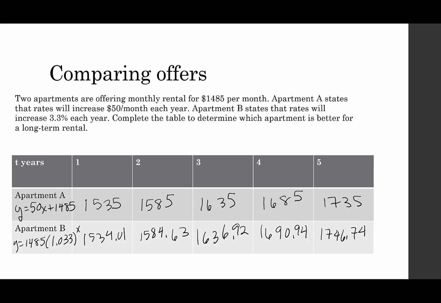Which one you would pick would probably be determined by what you think long-term means. So if long-term to you is 2 years, you would pick apartment B. If long-term to you is 4 or 5 years, you would want to go with apartment A.